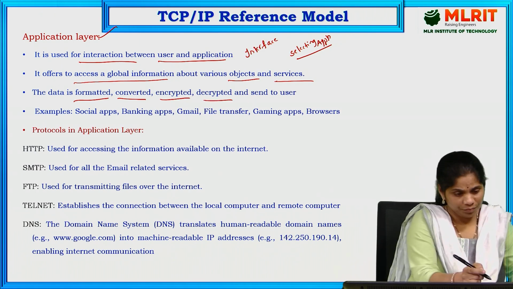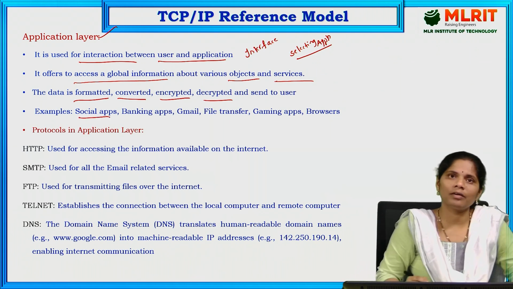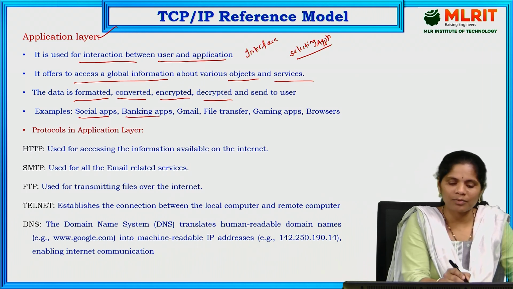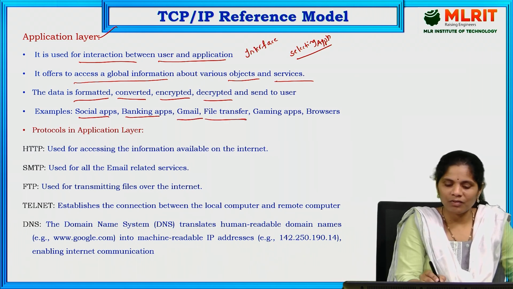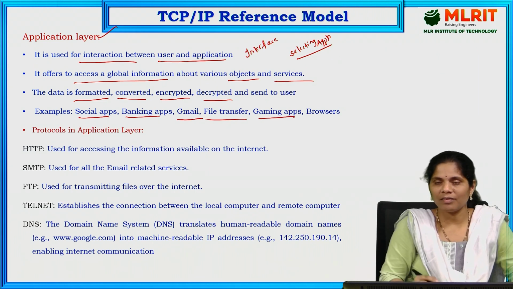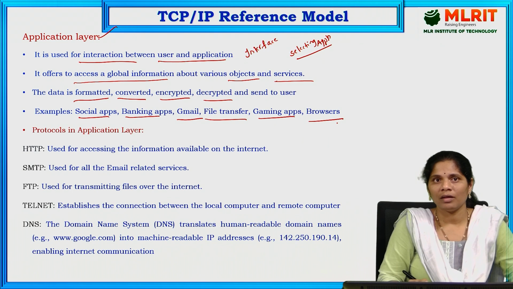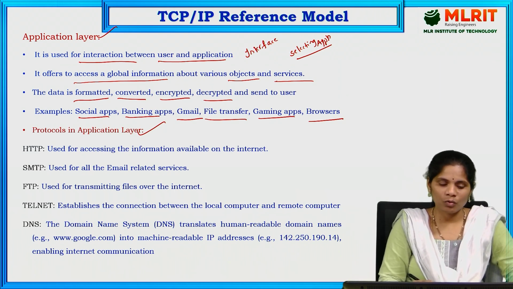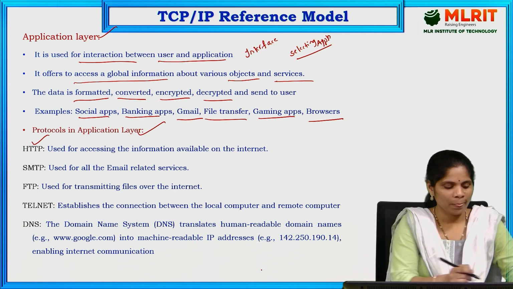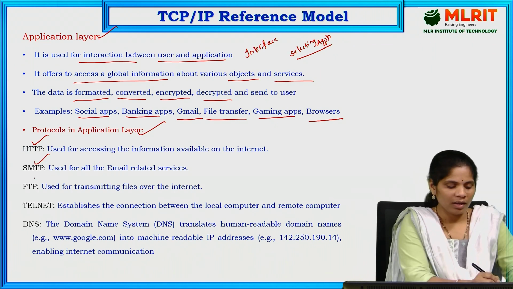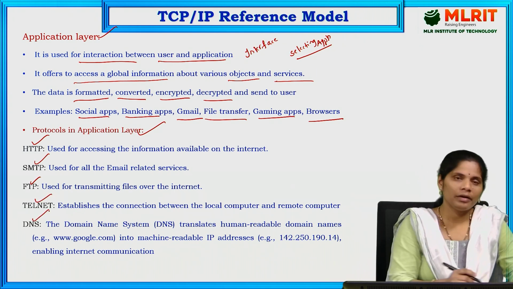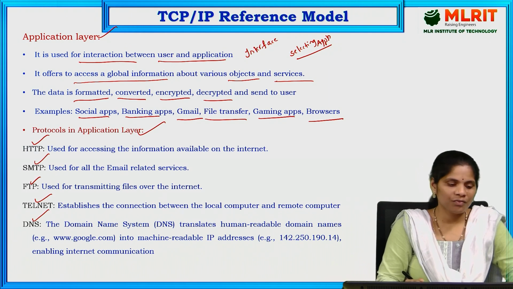Coming to the examples, social apps like WhatsApp, Instagram, Facebook, all the different applications come under the application layer only. Banking apps, Gmail, file transfer applications, gaming applications, and browsers all come under the application layer only. These are the different examples for the application layer. And coming to the protocols, the main protocols used in the application layer are HTTP, Hypertext Transfer Protocol, SMTP, Simple Mail Transfer Protocol, FTP, File Transfer Protocol, Telnet, Telecommunication Network, and DNS, Domain Name System.